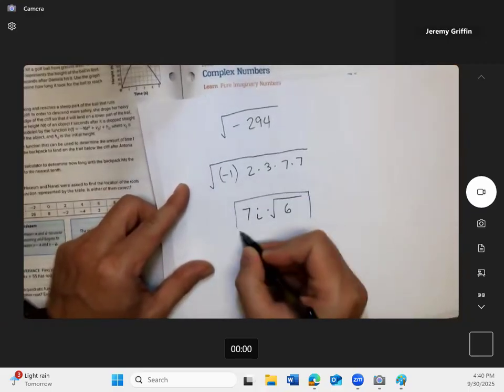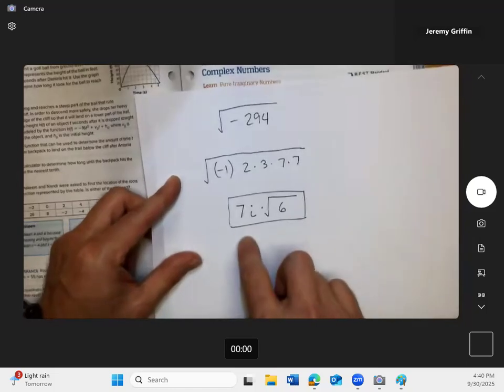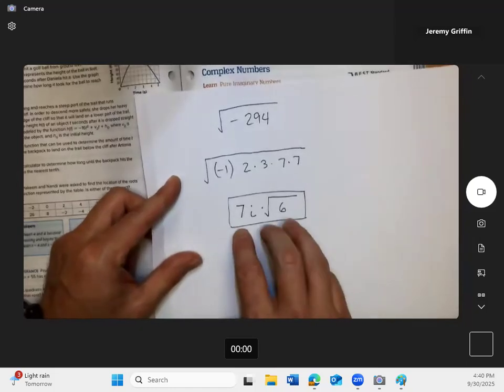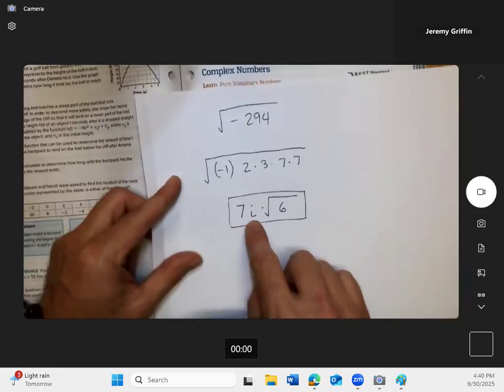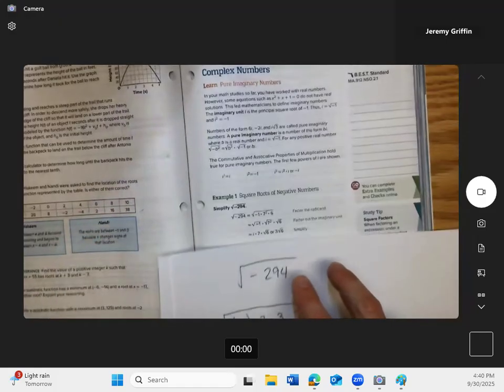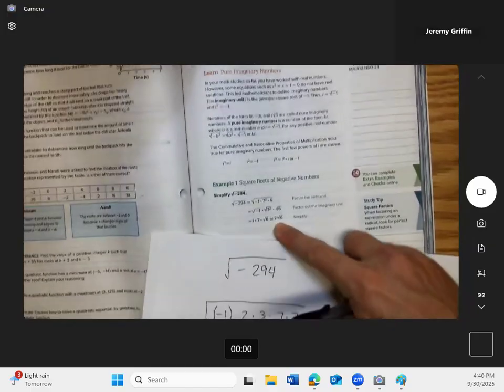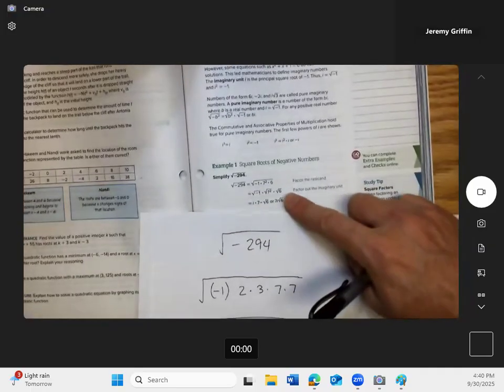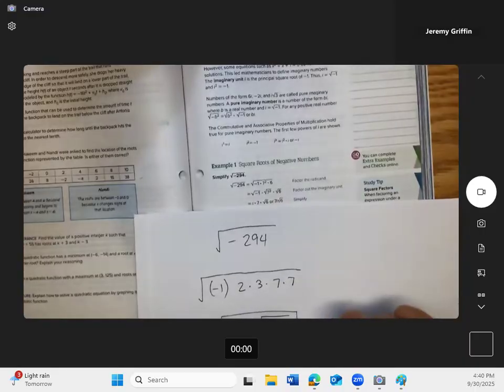I'm pretty sure the book wrote the answer like this, because I checked ahead of time. They put it in this format: the real number, the imaginary number, and whatever's left they left under the radical. So let's see if that's what they wrote here. Yeah, that's exactly the format they also have. So the 7 first, and then the i, and then the square root of 6.